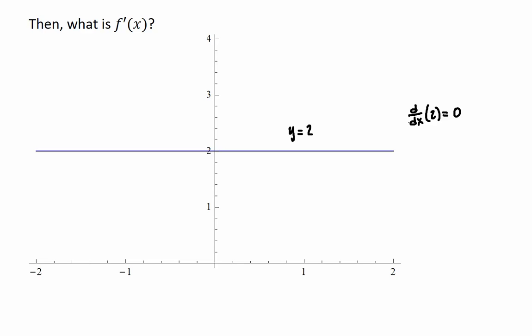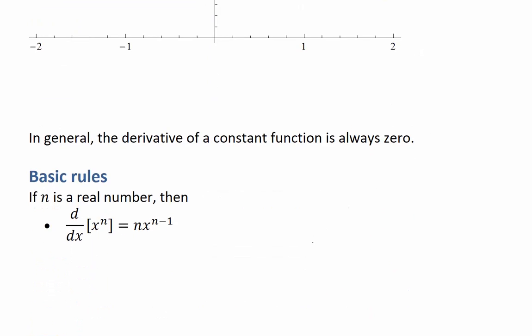And this is true for any constant function. When you have a constant function, then the derivative of that constant function will be 0. So that's going to be our first rule: the derivative of a constant function is always 0.